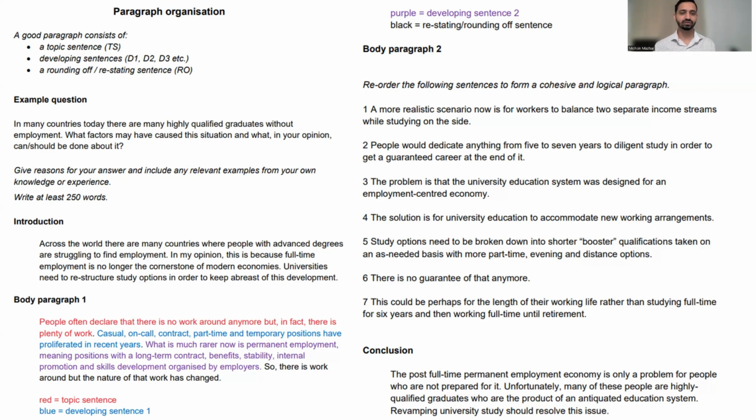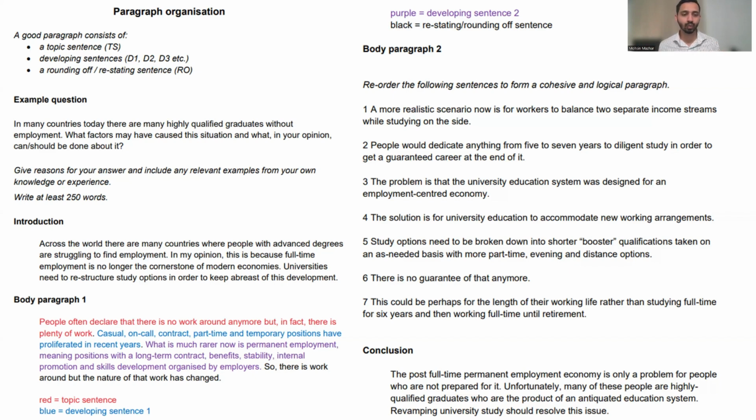What is much rarer now is permanent employment. So yeah, there is a lot of work, but this is temporary. Permanent jobs are the ones that have gone missing in recent times, okay? Meaning positions with a long-term contract, benefits, stability, internal promotion, and skill development organized by the employer is somehow rare at this point in time. Then you will see the last sentence is a restating, rounding off of the first sentence, so read that.